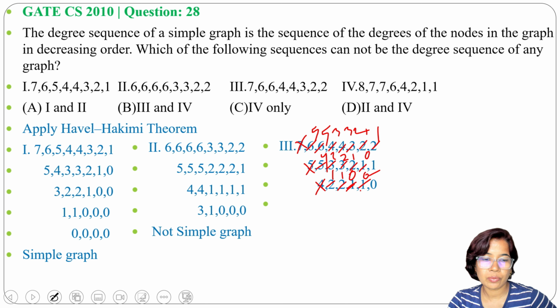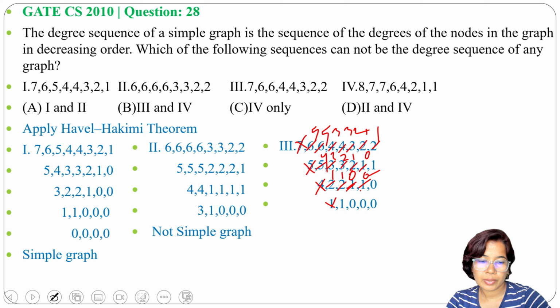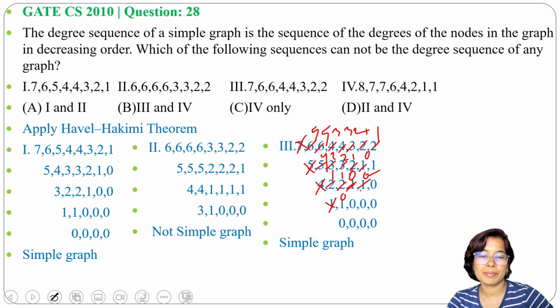We got 1, 1, 0, 0. When you remove this one, the other will be 0, and this is possible. We already know 4, 0 is possible. So this is a degree sequence of a simple graph.